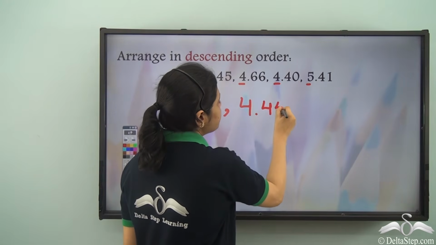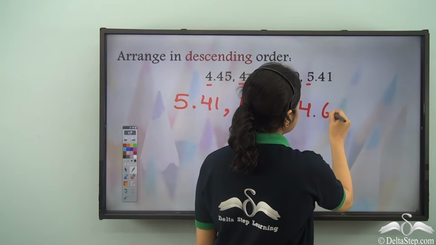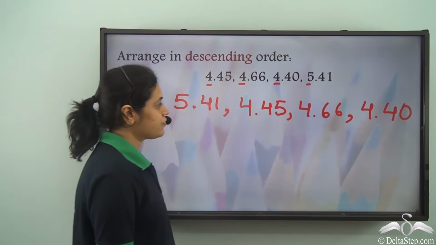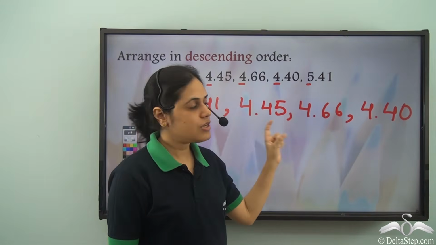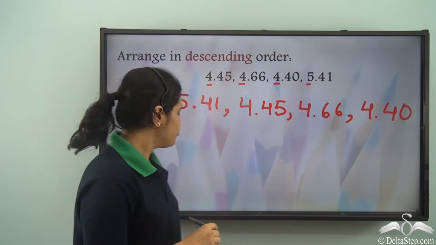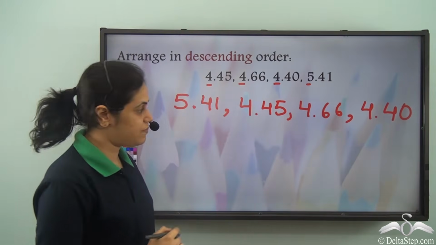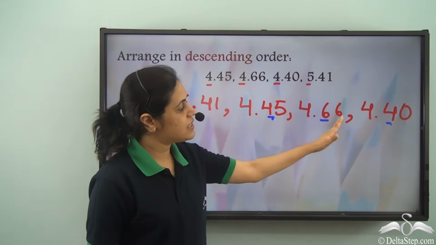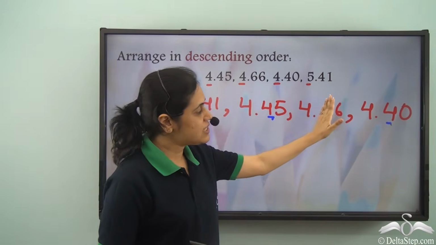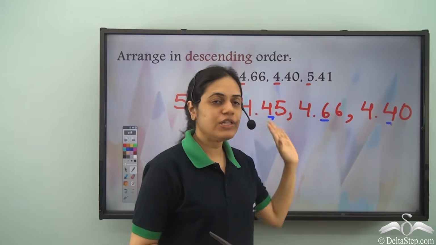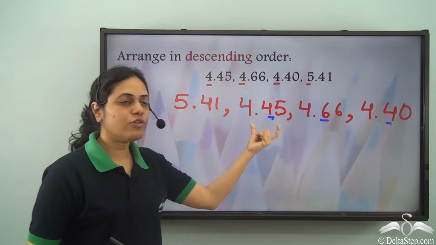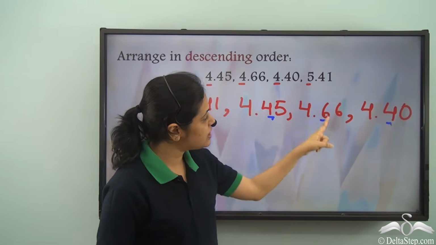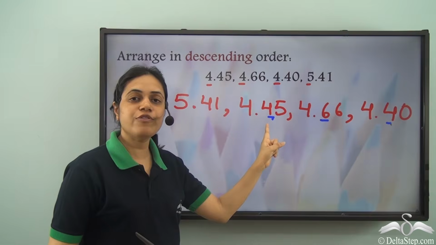So 4.45, 4.66, 4.40. Now among these three numbers, to the left of the decimal point I have 4. So I need to compare the digits in the tenths place. I have 4 here, 6 here and 4 here. Now 6 is greater than 4. So this number will be greater than each of these. So this will come before these because we need to arrange in descending order, that is from the largest to the smallest, and this is greater than this. So it will come before this.